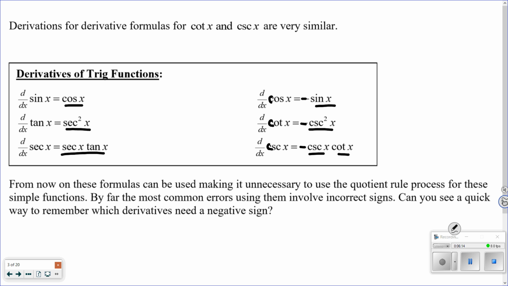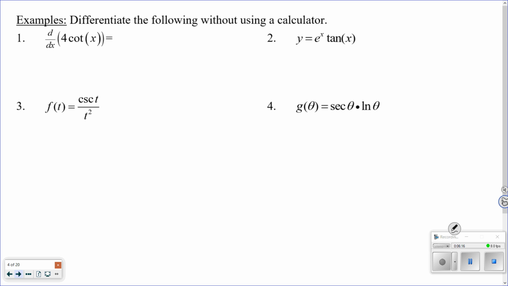Okay, let's just use these now. We're going to apply them, along with all our other derivative rules, just to find derivatives. So let's start with number 1. It says find the derivative of 4 cotangent of x. Well, 4 is just a scalar multiple, so the 4 doesn't change. It just stays out in front. So 4 times, and I just take the derivative of the cotangent of x.